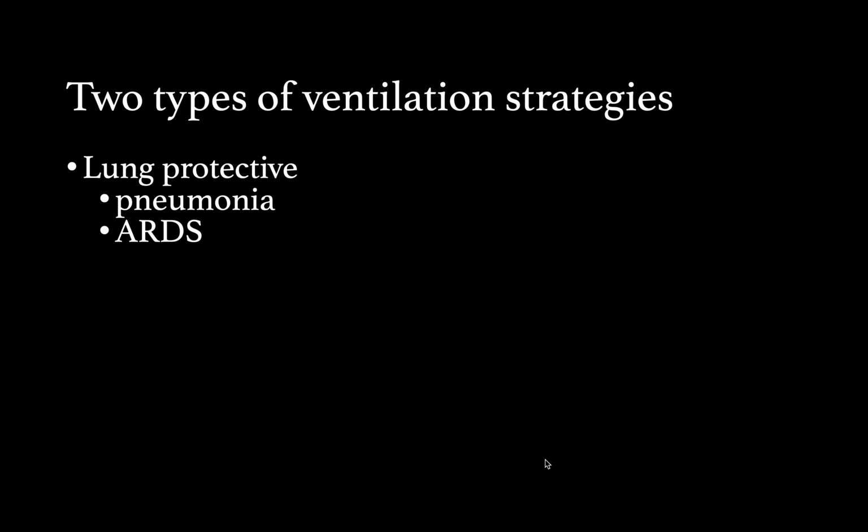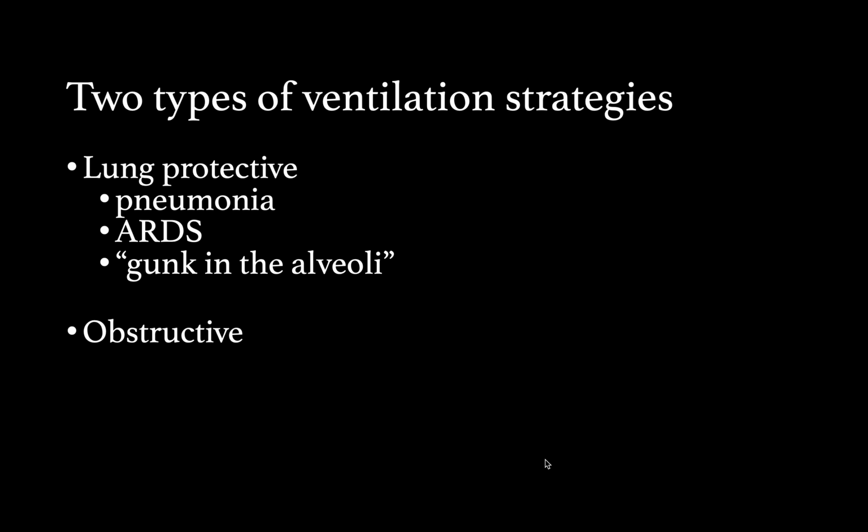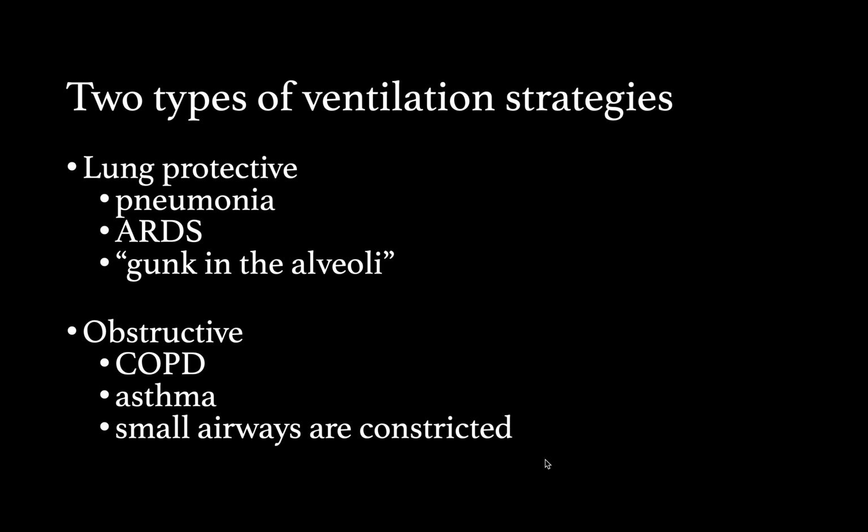Now, we've been talking about 2 types of ventilation strategies. Firstly, we touched on the lung protective strategy. Pathologies which require this include things like pneumonia, ARDS, basically anything in which gunk fills the alveoli. The second strategy we talked about was the obstructive strategy, and that's what we'll elaborate on today. Pathologies which mandate this strategy include COPD and asthma. The principle here is that small airways are constricted and limiting the flow of air out of the lungs.